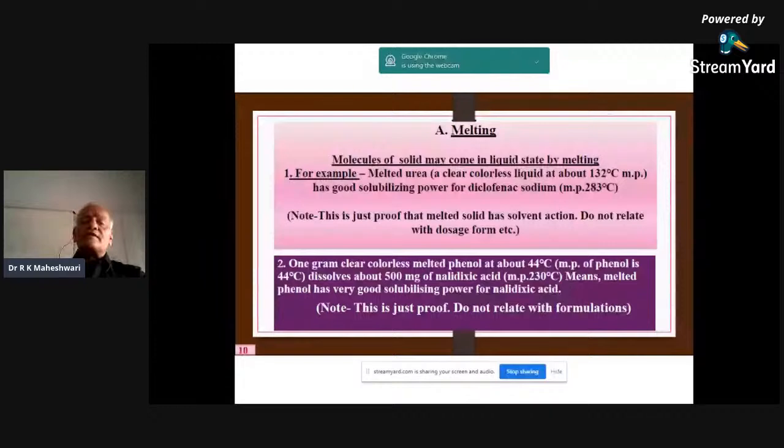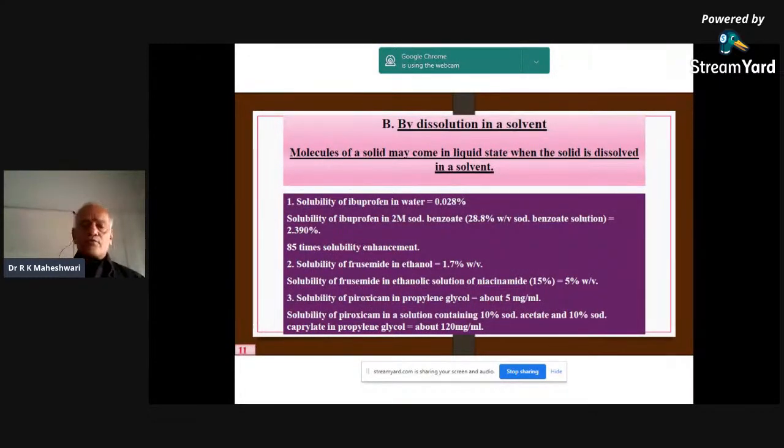So here in this slide, A, melting, what we have seen is that by melting also, the molecules of solid come in liquid state, and they may be involved in hydrogen bonding and weak van der Waals forces with the molecules of solute. In this way, melted molecules of phenol have come in liquid state, and they are dissolving nalidixic acid because of hydrogen bonding and weak van der Waals forces. So number one, A, was by melting, the molecules of solid coming in liquid state.